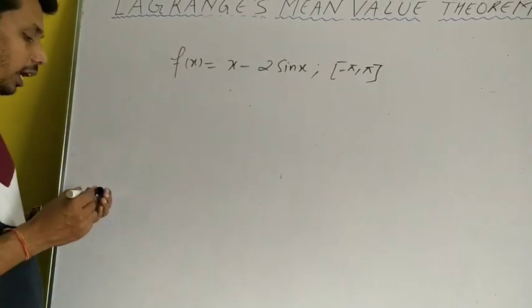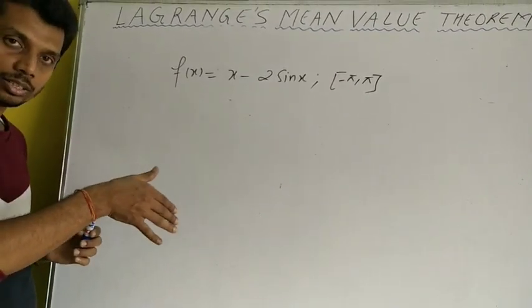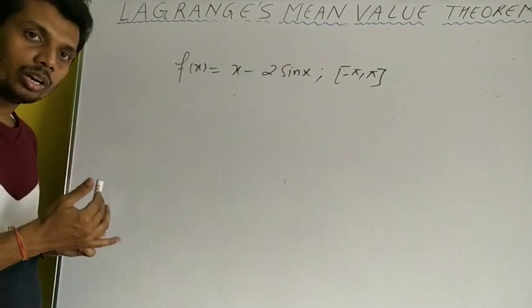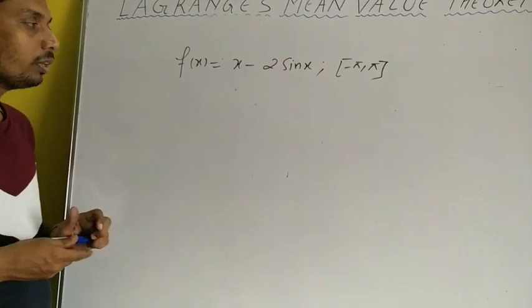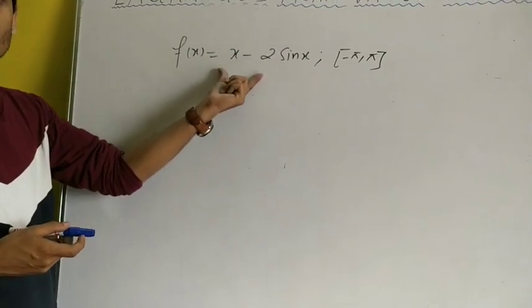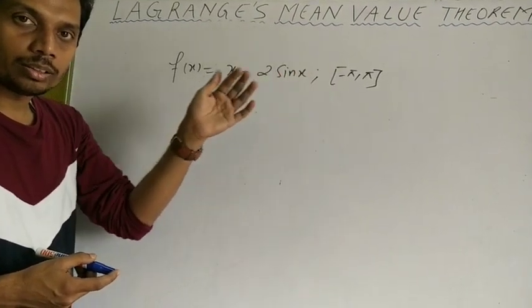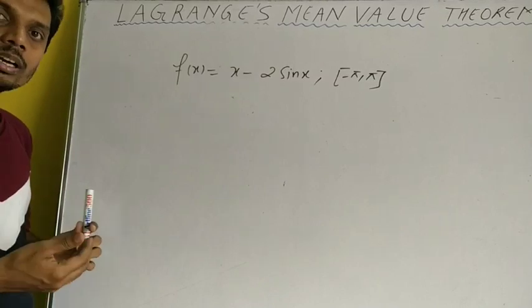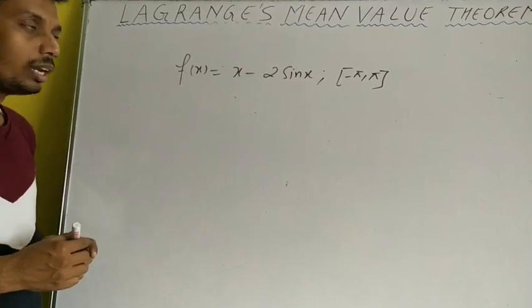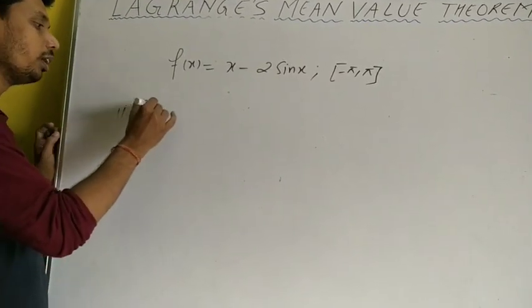Okay, now as we have discussed just now, according to Lagrange's mean value theorem, if f(x) is any real valued function defined on the closed interval [a, b], such that f(x) is continuous on the closed interval [a, b]. So the first point, f(x).